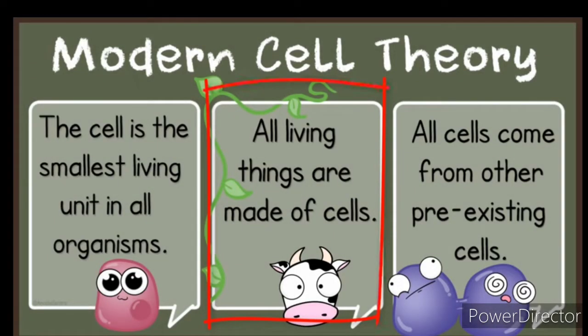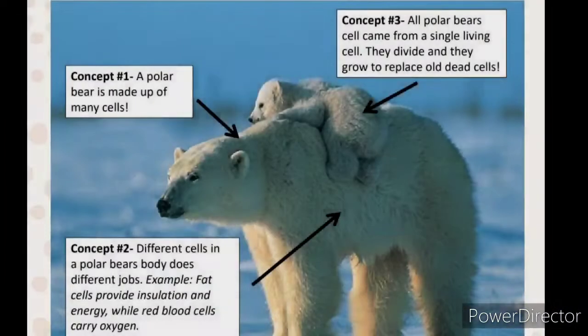Today, the first thing we're going to talk about is modern cell theory. There are three parts. The first part: the cell is the smallest living unit in all organisms. The second part: all living things are made of cells. And then the third part: all cells come from other pre-existing cells, so they can make more. We're going to use a polar bear to show those examples.